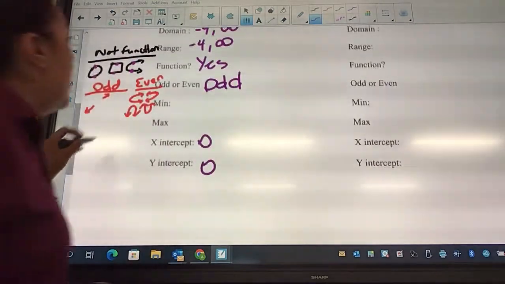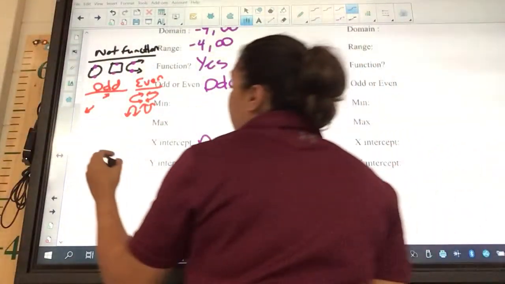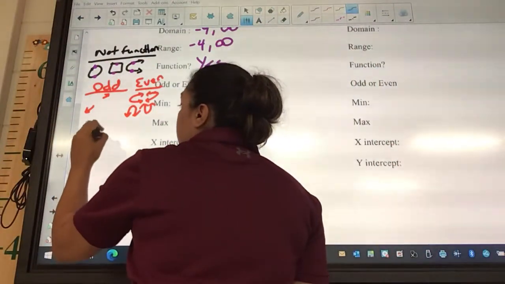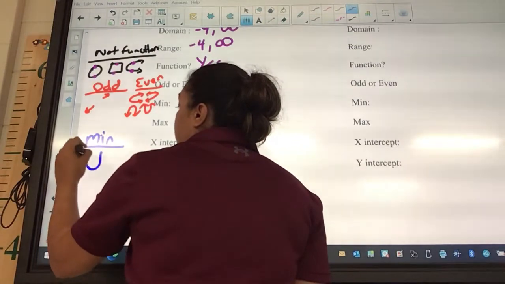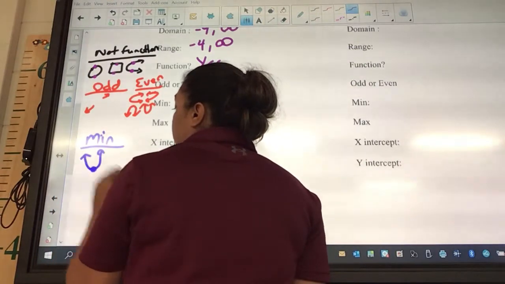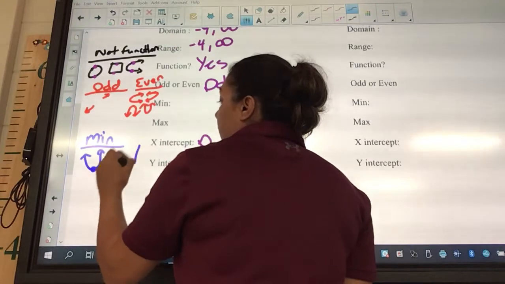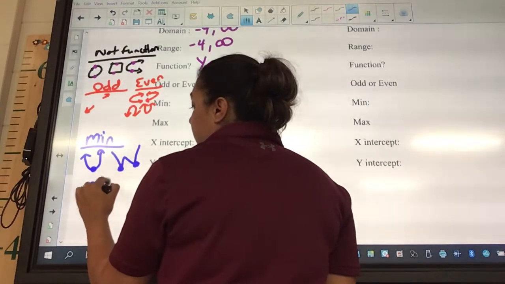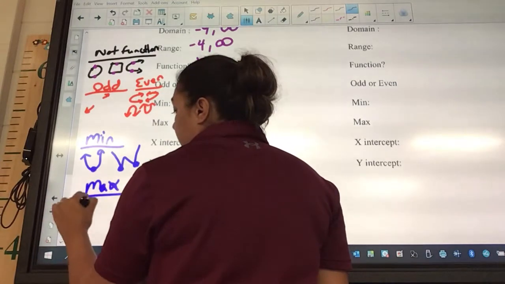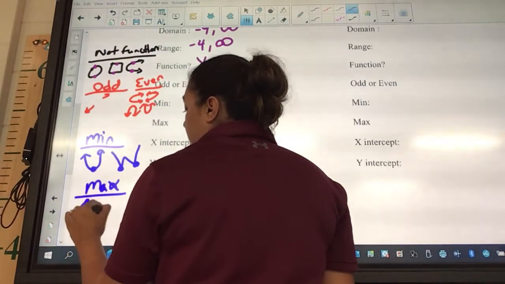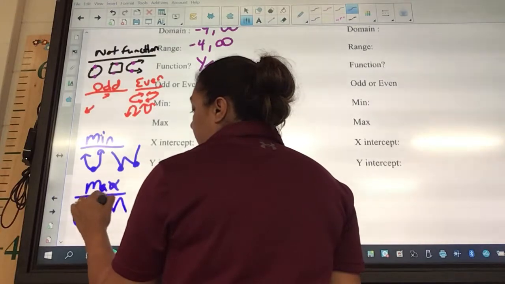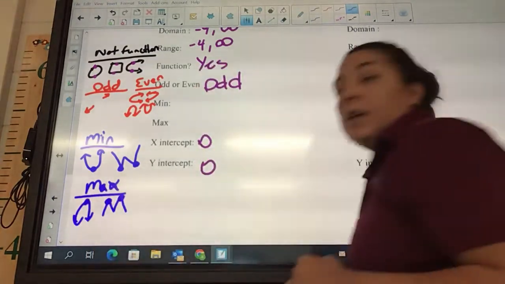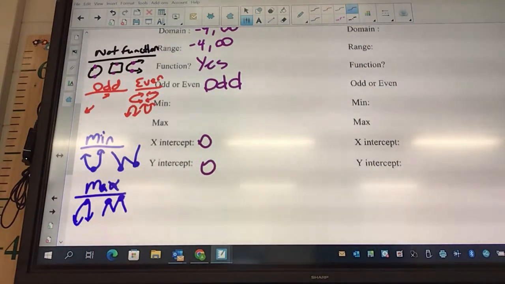Okay, and then over here, I'm going to draw a min and max. So a min is going to look like this. A min is going to be one of the bottom points. Or this is going to be a min. A max is going to look like this. These are going to be maxes. It's one of those top points.